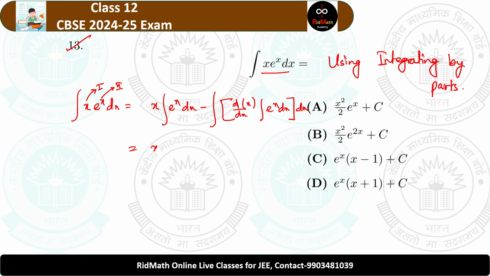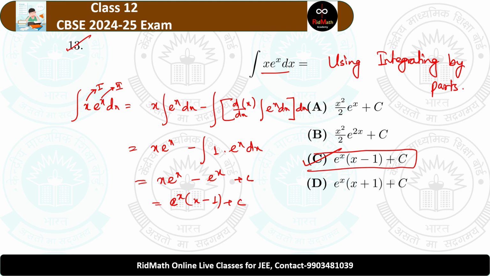So that is x e to the power x, because the integration of e to the power x is e to the power x, minus 1 into e to the power x dx. So again x e to the power x minus e to the power x plus c. Taking e to the power x common, e to the power x (x minus 1) plus c. So option number C is correct.